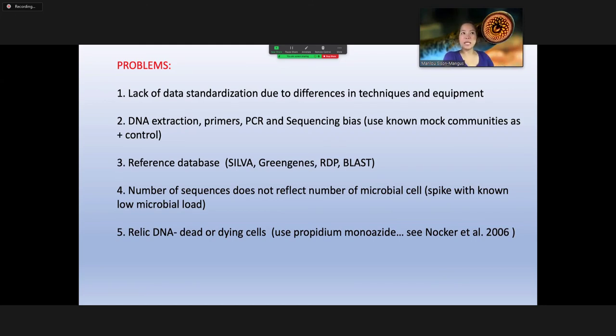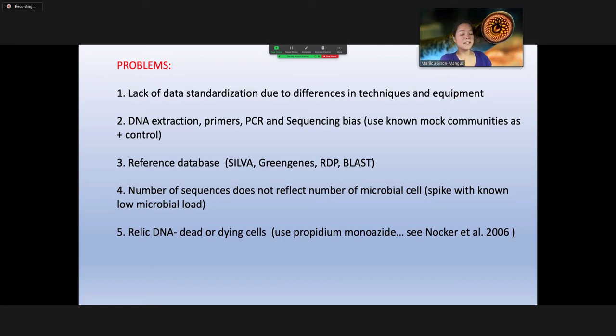Back then, we didn't really care about mock communities, but nowadays, because we're seeing all these differences in DNA extraction procedure and library prep, we now use mock communities. And luckily, Zymo Microbiomics has been doing this. Before, we used to generate our own mock communities. That's what we did when I started doing microbiome studies. But nowadays, you can buy it, which is really great. We don't know how well it works, though. We're going to find out from our future sequences that we're going to submit soon.